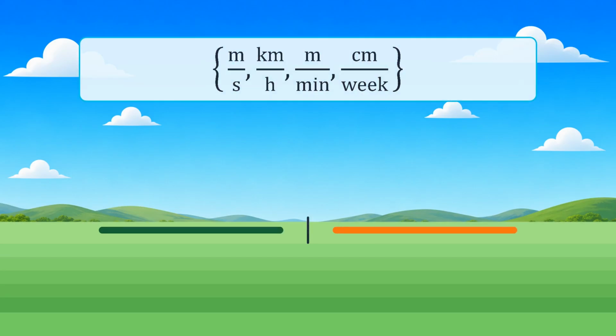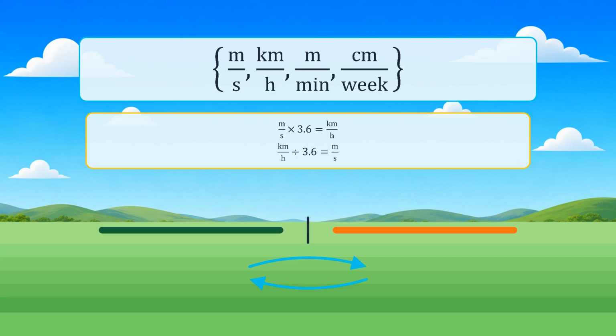We have seen that every unit of speed has the same basic form, a unit of length divided by a unit of time. Examples include meters per second, kilometers per hour, meters per minute, and even centimeters per week. The next question is how to convert one unit of speed into another.